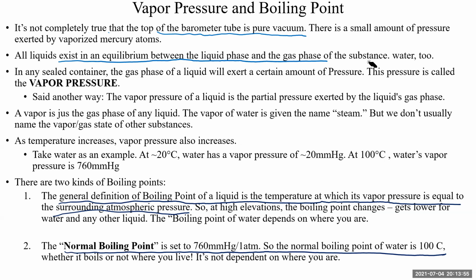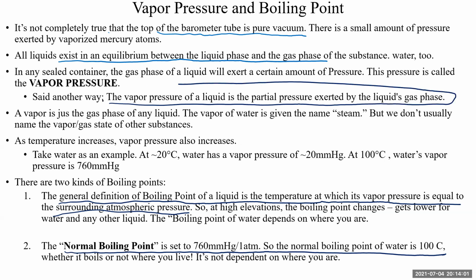Okay, I said everything else here. I said that the vapor pressure of a liquid is the partial pressure exerted by the liquid's gas phase. That's another way to say it, in case that helps. By the way, we call water in its gas phase steam. We don't usually have names for other types of liquids in their gas phase. We just call them gas, but water gets special names for its different phases: ice, water, steam.